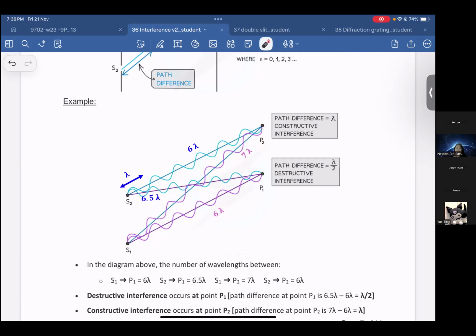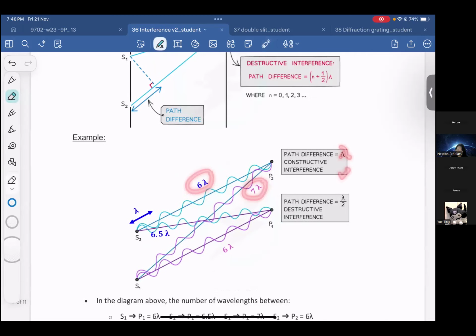Can you see that when they meet up, when they superpose, it's trough meeting trough? So what type of interference are we producing? We are producing constructive interference. If you find their path difference, we subtract the extra distance traveled: 7 complete wavelengths minus 6 complete wavelengths. I know I get an extra travel of one complete wavelength, so I will get constructive interference.